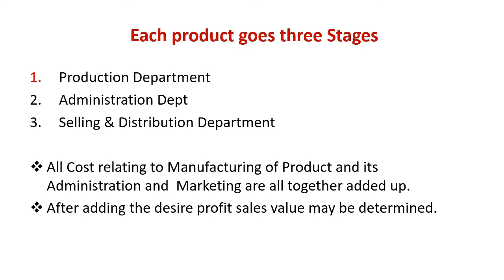From beginning to sale, each product goes through three stages in the production department. These are the factory overheads. In the administration department, these overheads are divided into two parts: production-related overhead and general overhead. In the selling and distribution department, these are expenses of sales for promotion of sales.